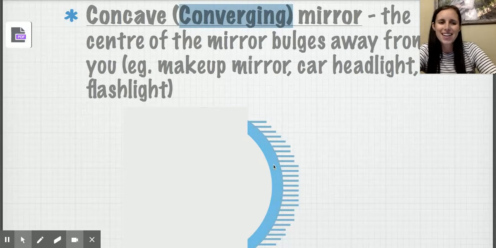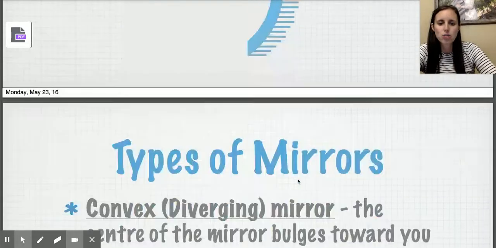A flashlight also has a converging mirror. And then your makeup mirror. You probably never realized before that your makeup mirror is a curved mirror. Now, obviously, it's a very subtle curve. It looks like it's flat. But the fact that it's able to make images look bigger or smaller means that it's a curved mirror. Your makeup mirror is also a concave or a converging mirror.